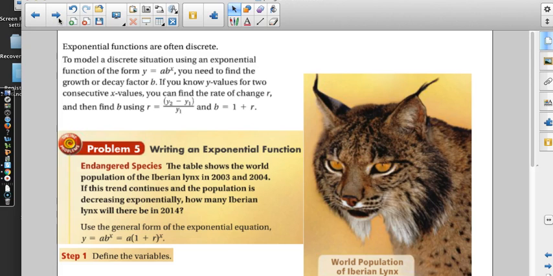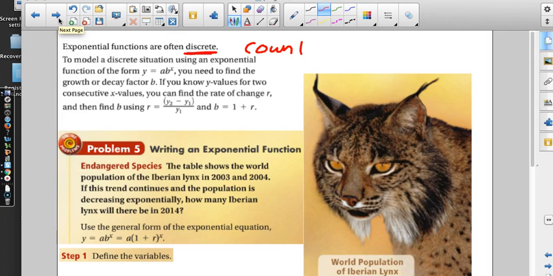Iberian lynx. Exponential functions are often discrete. Boy, there's a word we haven't talked about in a long time. Discrete means countable. You know how we were just talking about the population and it wouldn't make sense to say I have 47,852.85 people. You don't do that with people. So when they're countable objects, you just round. You're not necessarily going to put it in halves, fourths, or any decimal pieces. So to model a discrete situation using an exponential function of the form y equals a times b to the x, we have to find the growth or the decay factor.